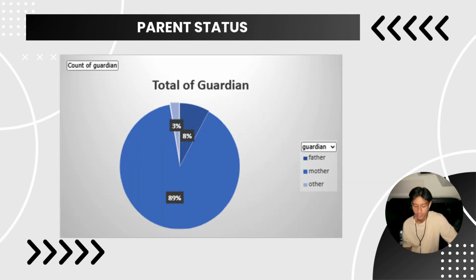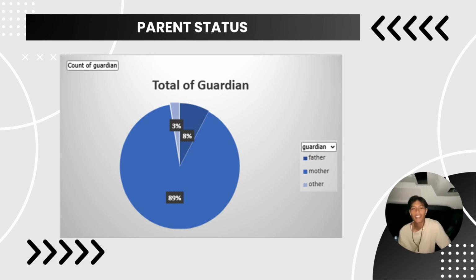So for student alcohol consumption by their guardian, if you can see here, the data states that 3% of this pie chart means someone other than their parents has guided them. On the other hand, 89% is their mother that takes care of them, and 8% is their father. So let's move to the next slide.